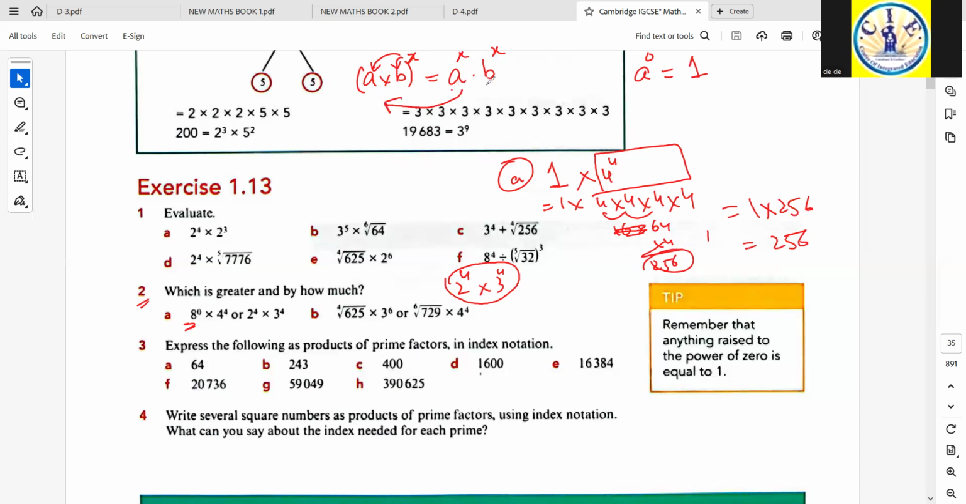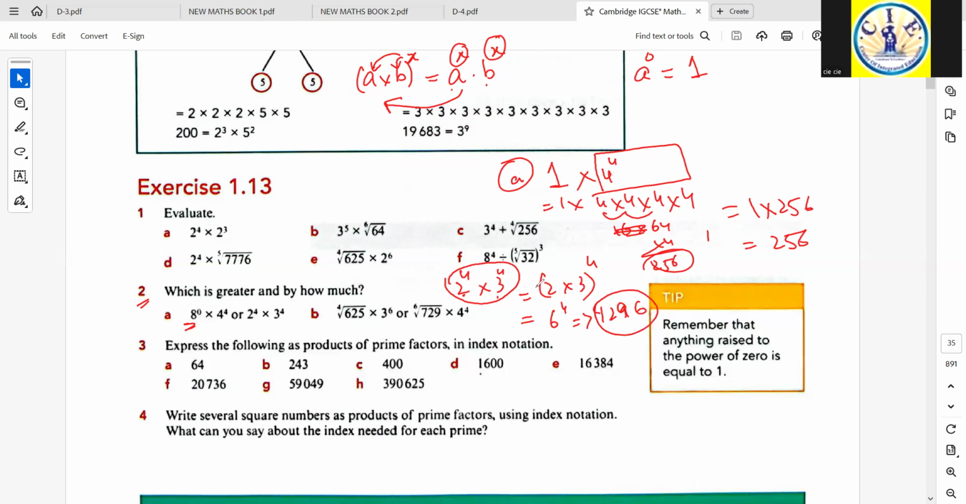There are two numbers a and b with the same power. So there are two numbers 2 and 3 with the same power 4. So we can combine them with the common power: 2 times 3, whole raised to the power 4. So now this is 2 times 3, that is 6. 6 raised to power 4. That means you need to multiply 6 with itself 4 times. So that will give me 6 times 6 times 6 times 6, which is 1296.